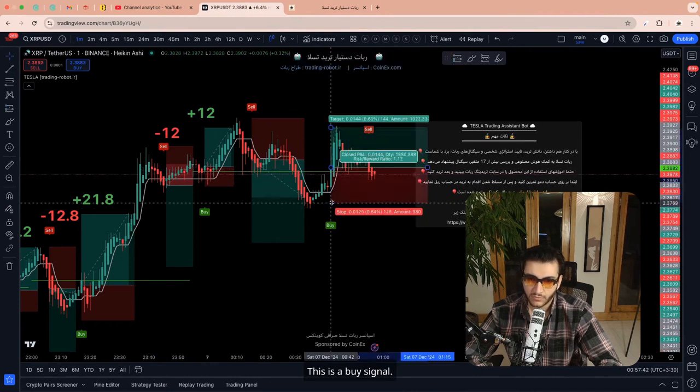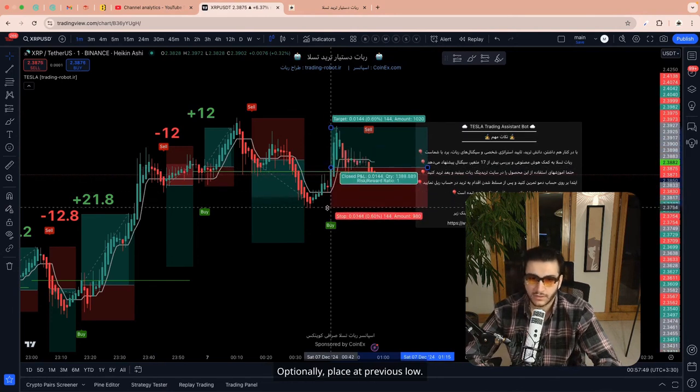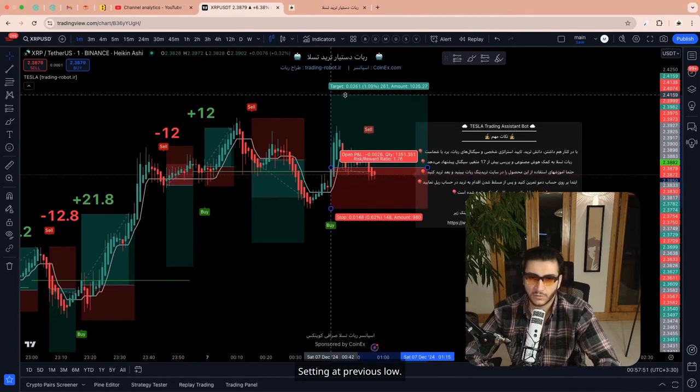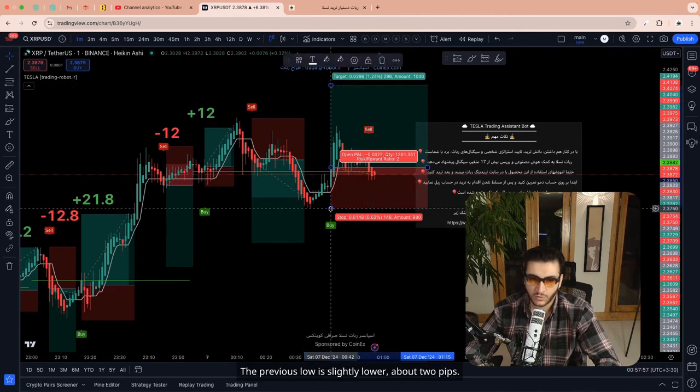This is a buy signal. Place stop on white line. The distance is significant in this case. Optionally, place at previous low. Setting at previous low. The previous low is slightly lower, about 2 pips.